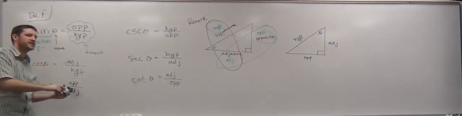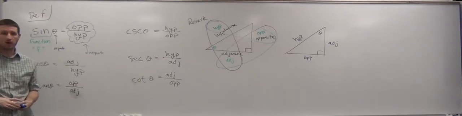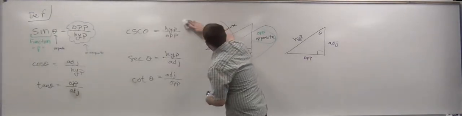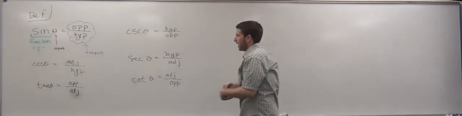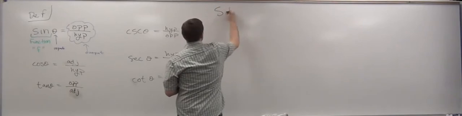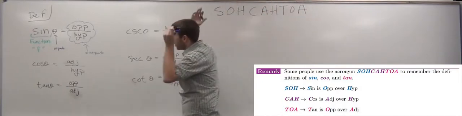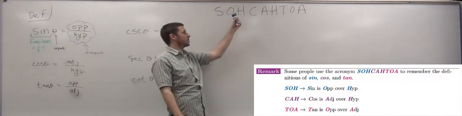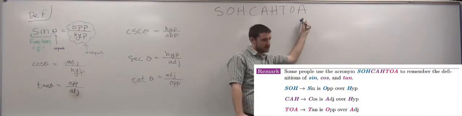Are you going to have to memorize these definitions? Yes, absolutely, 1,000%. No doubt at all. You are going to have to know these. Some people use the acronym SOHCAHTOA, or the mnemonic device, I guess I should say. They just remember the word SOHCAHTOA. And what it tells you is that sine is opposite over hypotenuse, cosine is adjacent over hypotenuse, tangent is opposite over adjacent.